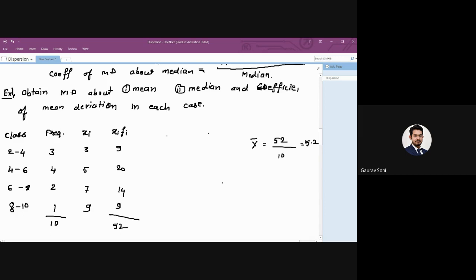Also, we will find the median here itself. So less than cumulative frequency. So that is going to be 3, 7, 9, 10. 10 by 2 is 5. The class just exceeding 5 is this one.